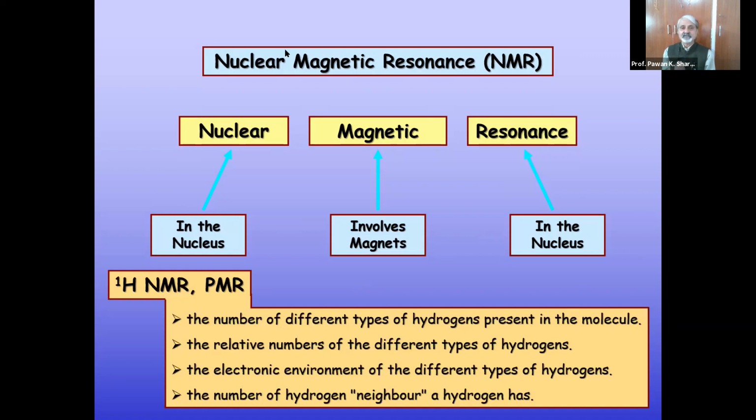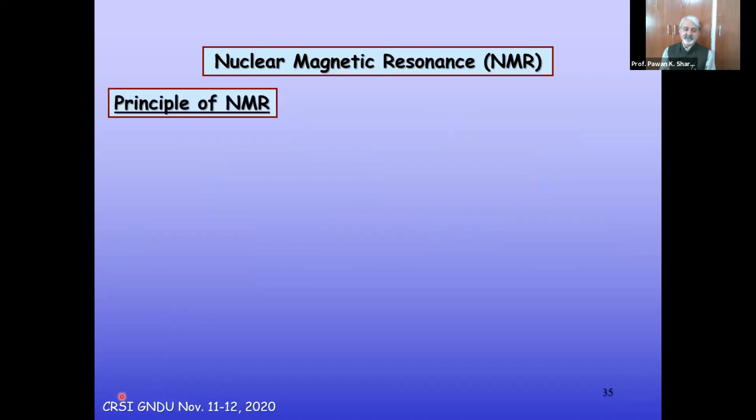And what information do we get from a 1H NMR spectrum of a compound? We come to know the number of different types of hydrogens present in a molecule. Then we come to know the relative numbers of different types of hydrogens, the electronic environment of different types of hydrogens, that means whether those are attached to electronegative atoms or electropositive atoms, and the number of hydrogen neighbors a hydrogen has. So now with this brief introduction, we come to what's the principle of NMR.